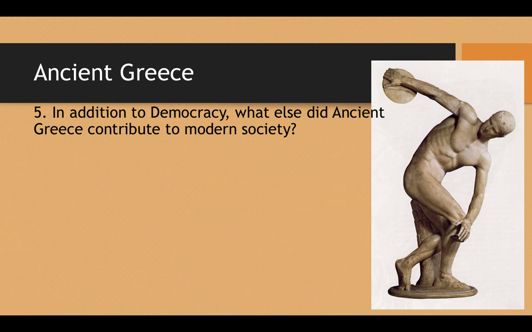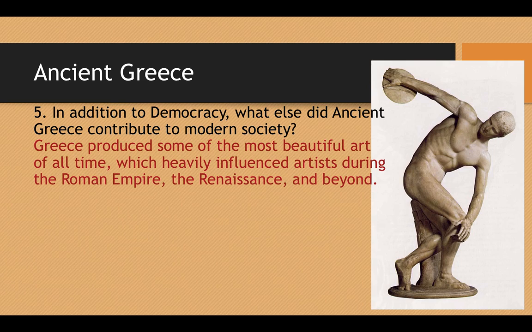Now, in addition to democracy, several other things were invented by the ancient Greeks. Okay? Ancient Greece contributed a ton to modern society. They say that Western civilization is built on two great pillars, okay? Greco-Roman culture, meaning ancient Greece and Rome, and Christianity.